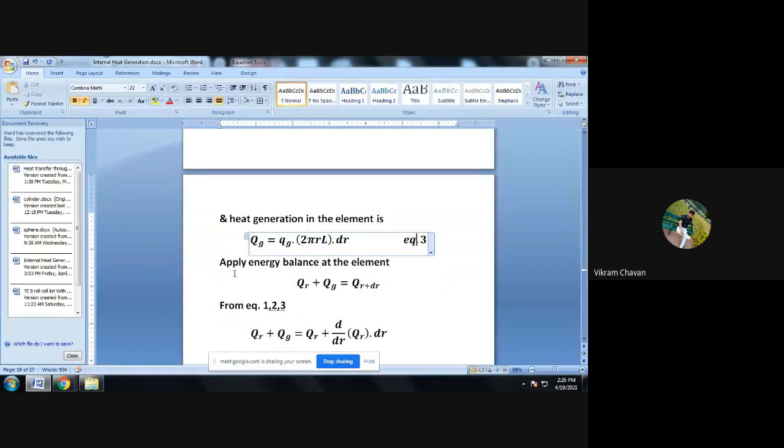Now we have to apply the energy balance equation at the element. What is meant by energy balance equation? So energy balance means what?